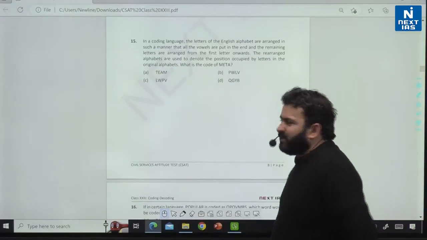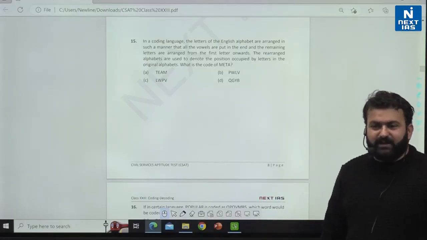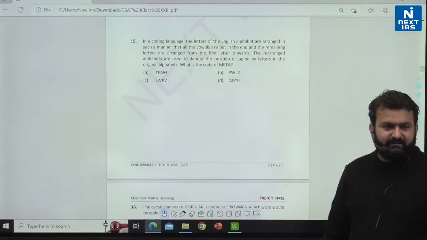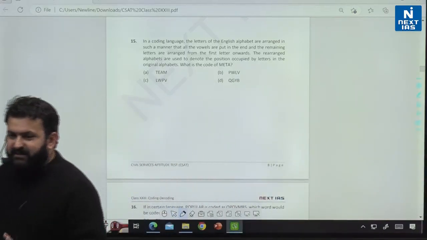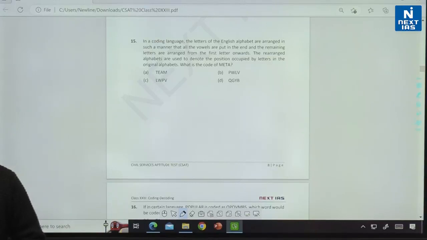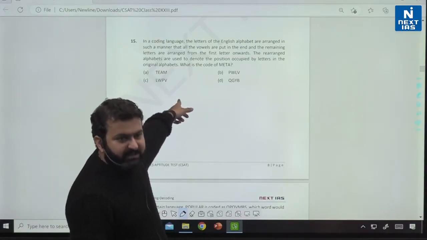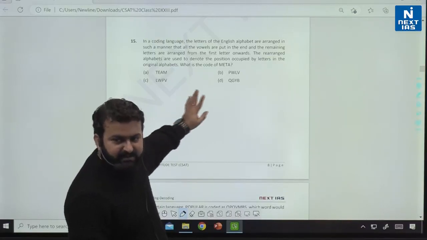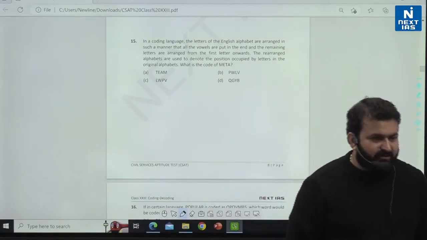Fifteenth question, this was very easy. What is the answer? Option D, QG YB. Are all of you getting option D, QG YB? This question is very easy. Why? Because I have always asked you, whenever you read the question, look at the options, and through the options questions become so simple. This is the type of question you get in the exam. For the last 2-3 years, every year you get such questions, where they give you the theory of how the code is formed, and then accordingly you have to find the pattern.